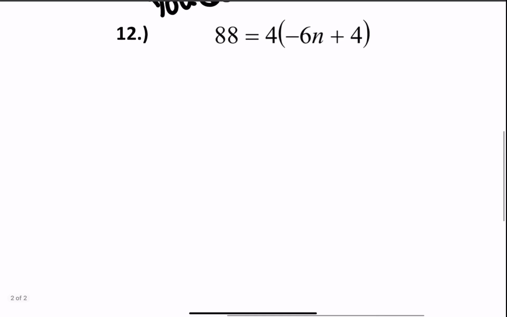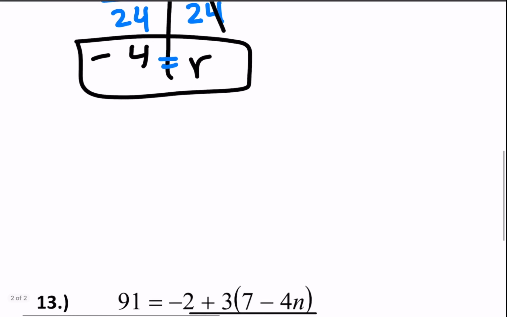I want you guys to try 12 on your own. You should get, sorry, I know I'm bouncing around. You should get negative 3 equals n. I'm not going to write it because I know there's people out there who just copy everything I write.